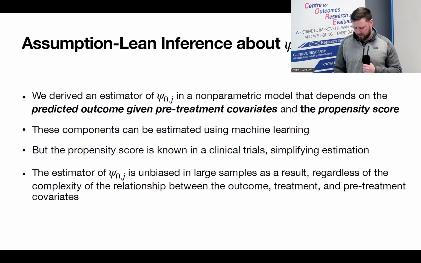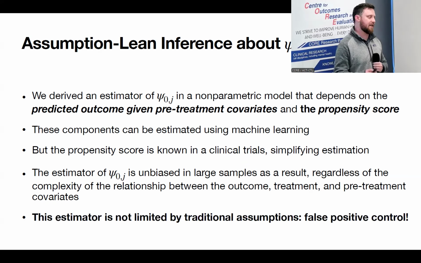And we end up with a guarantee that our estimator is unbiased in large samples, regardless of how complex the relationship is between our outcome and the pretreatment covariates. And so what that means is that we don't have to rely on sparsity or linearity or correlation to get a good control of our false positive rates.